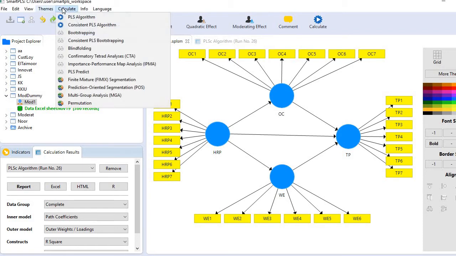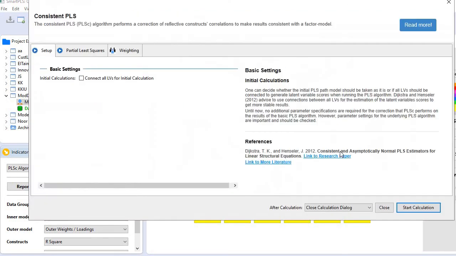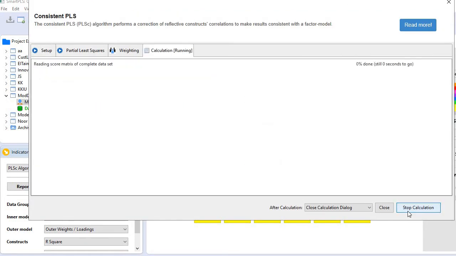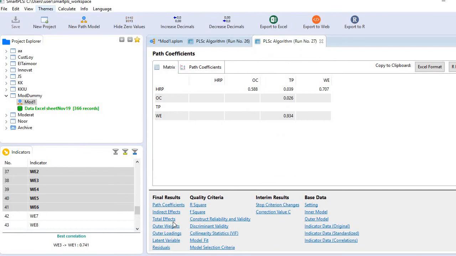We run first consistent PLS algorithms. And then examine report, and straight away go to indirect effect. Here you see placed in second option under final results. So you note here there is only one total indirect effect that is coming from HRP and moving to TP. That is 0.676. That's quite large in size.